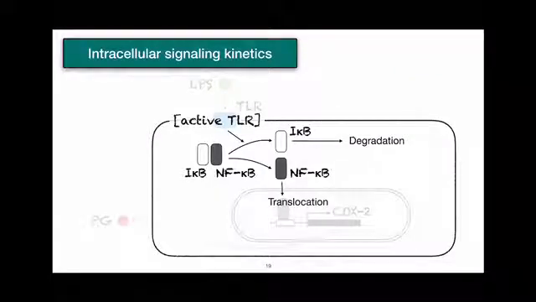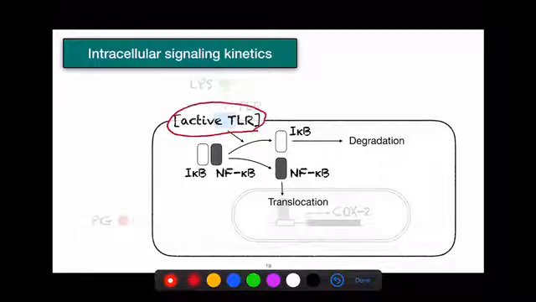Finally, we come down to this, the intracellular signaling kinetics. We discussed all the details of ligand binding on the receptor, and as a result, we'll have an active TLR. And this active TLR will work as a catalyst for this reaction from I kappa B, the inhibitor of NF kappa B, NF kappa B complex. Basically, I kappa B is called inhibitor because when it makes a complex with NF kappa B, this complex is inactive.